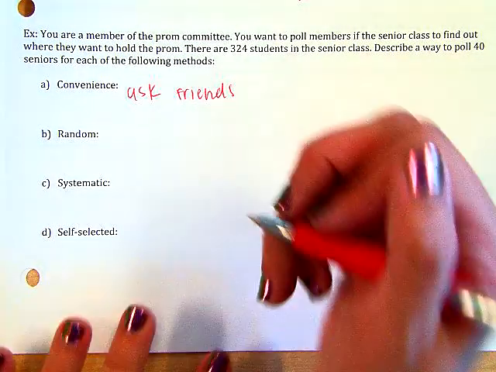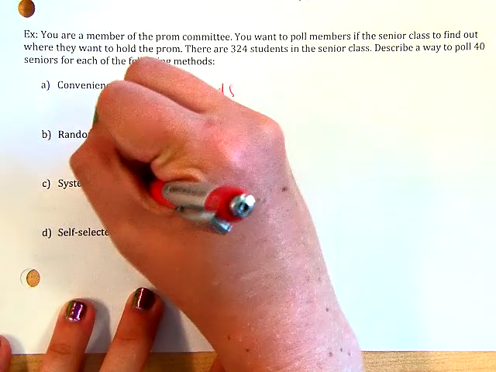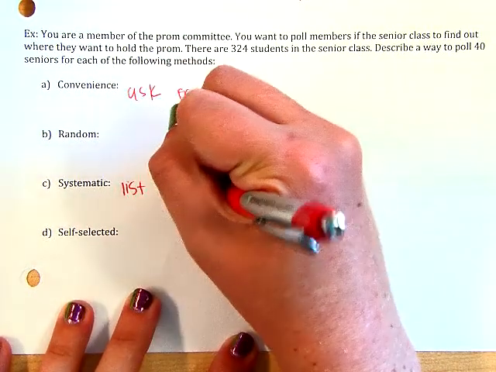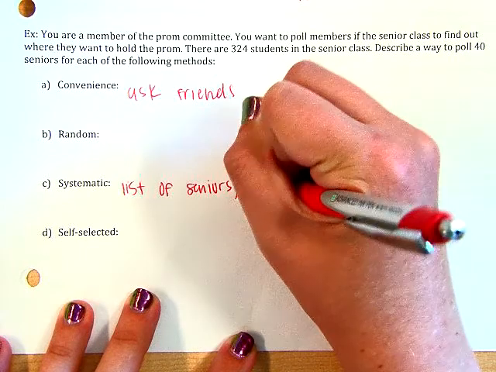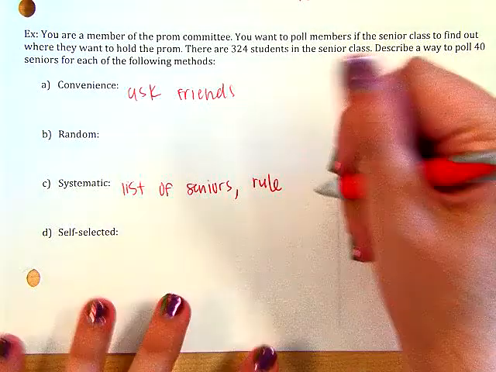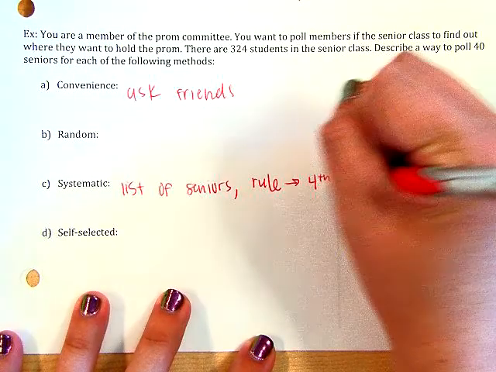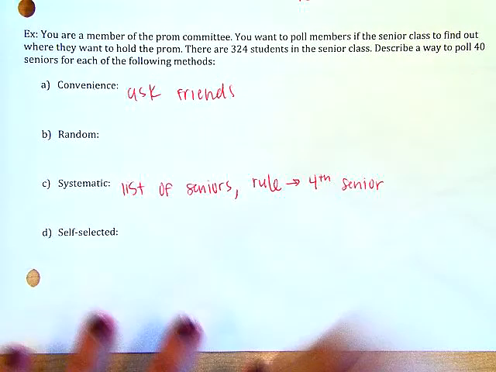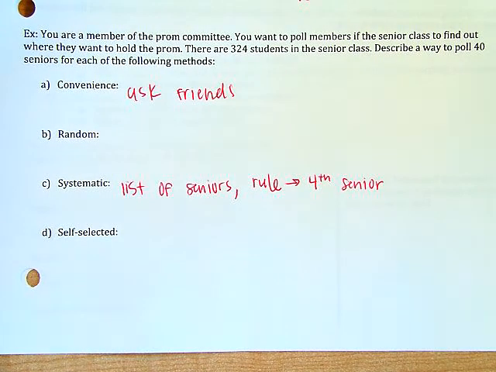Systematic. So that would be if, say, you get a list of seniors and put a rule together. So, for example, if you get the list of seniors and you're like, oh, I'm going to ask every fourth senior on the list. Every fourth one, I'm going to call them up and ask them.